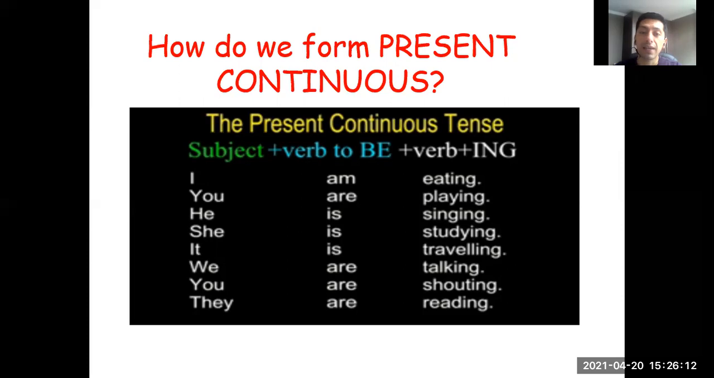Remember that in the simple present tense we only had to use one verb, either play or walk or eat, or only the verb be. But in this case, for the present continuous tense, we have to use both verbs always. So the verb be first and then the principal verb with ing. For example, I am eating, you are playing, he is singing, she is studying, it is traveling, and so on.